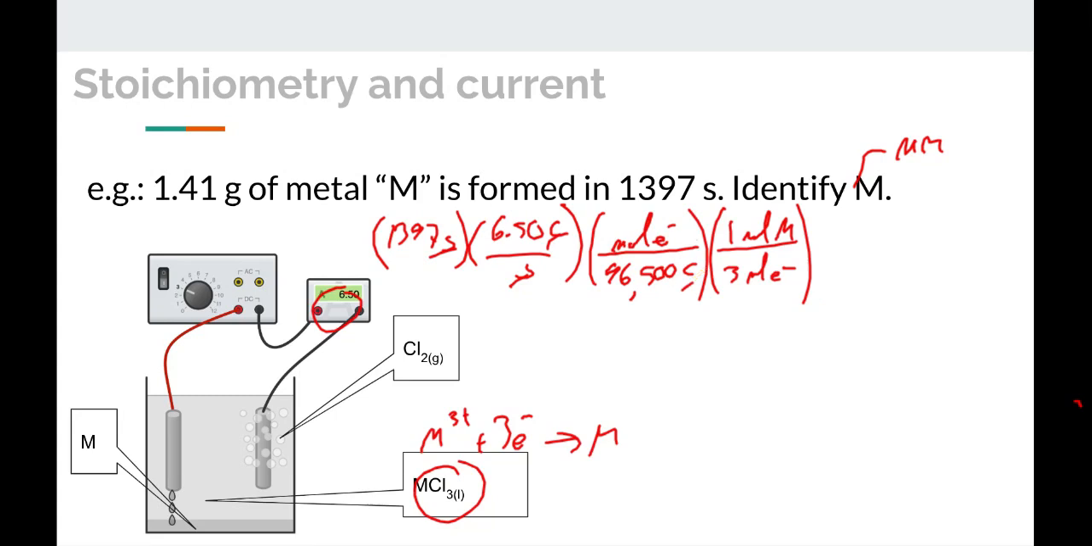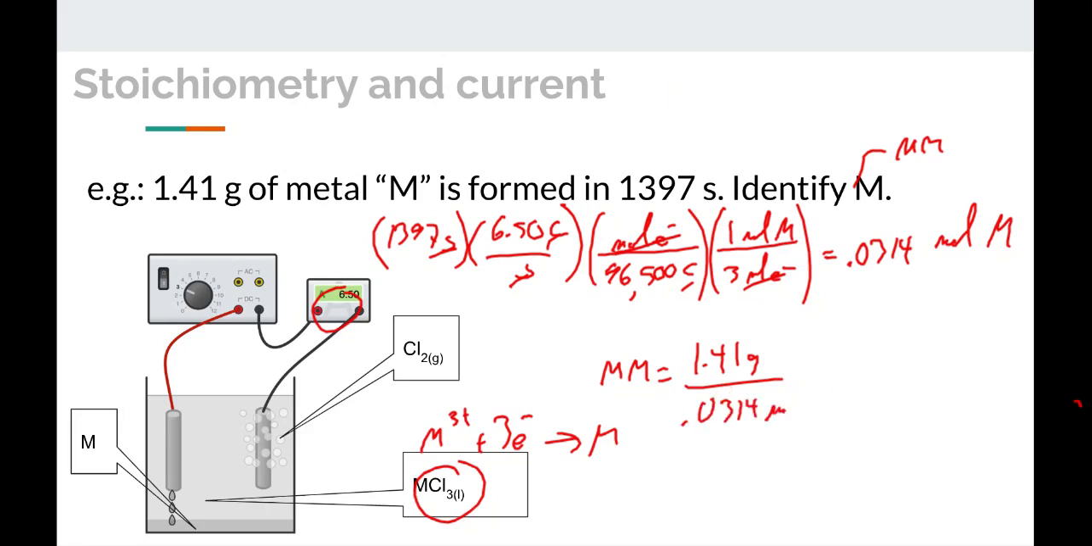So now coulombs are dropping out, moles of electrons are dropping out, and this tells me how many moles of M get produced under this current for this time. And the number is 0.0314 moles of M. So the molar mass of M is 1.41 grams for 0.0314 moles, and that's 44.95 grams per mole. Then if I look at the periodic table, scandium is the element that has the molar mass closest to that.